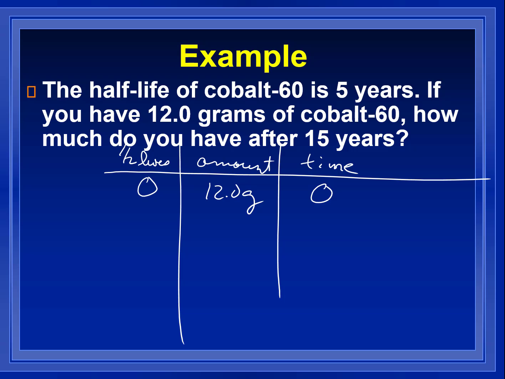Does that make sense? So after 1 half-life, how much would I have left? Not 6. 6.00. I had 3 sig figs when I started. I cut it exactly in half. I keep 3 sig figs in my answer. That's going to take 5 years.